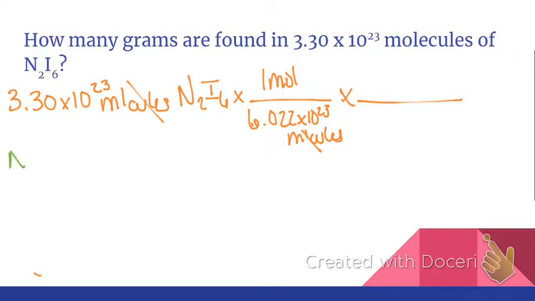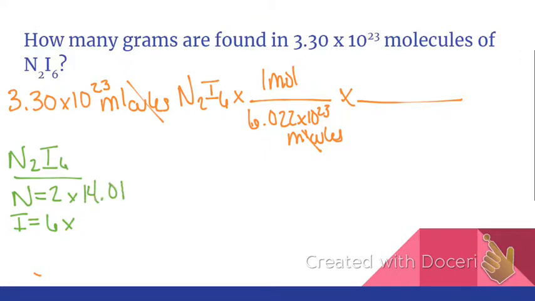So we have a formula of N2I6. So you have 2 nitrogens and 6 iodine. Looking up each of their individual masses, nitrogen is 14.01. Iodine to 2 decimal places is 126.90. So this is going to give you a relatively large molar mass. So when you multiply and add them up, you get 789.42 grams per mole.